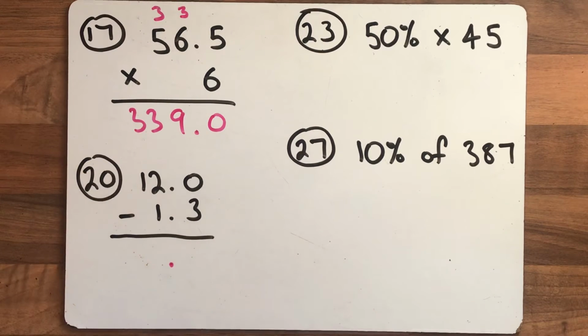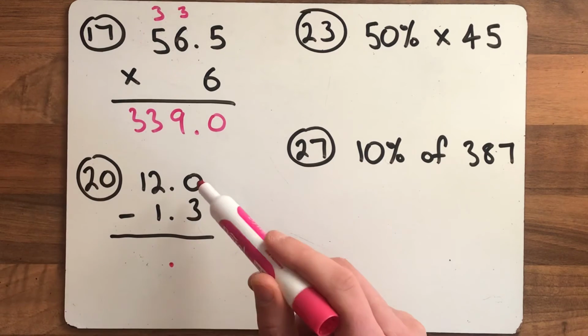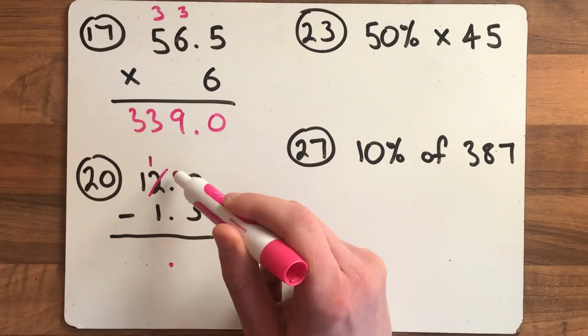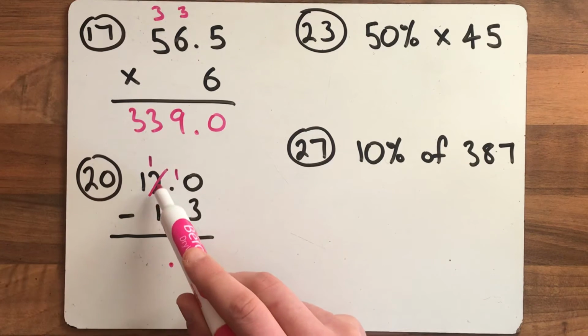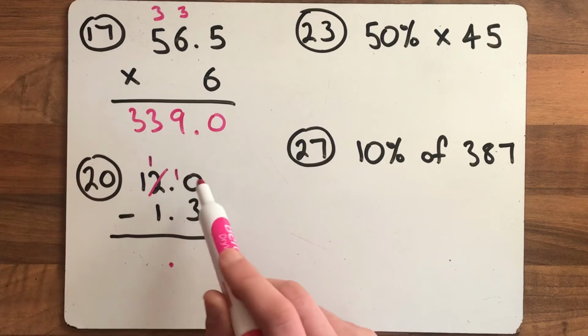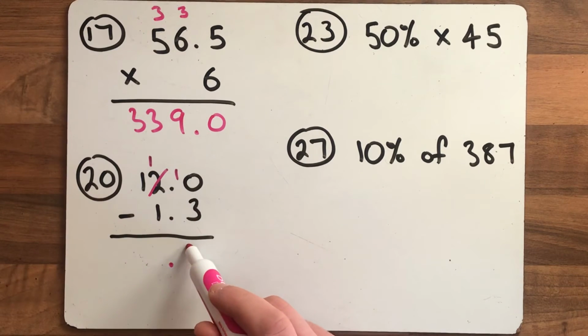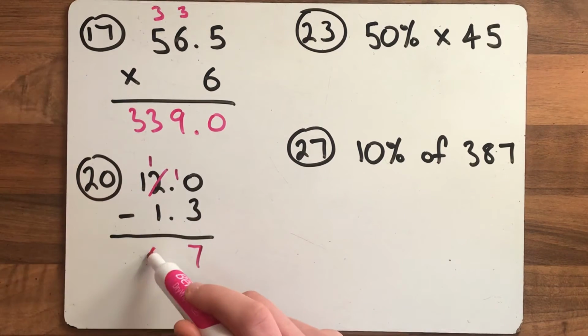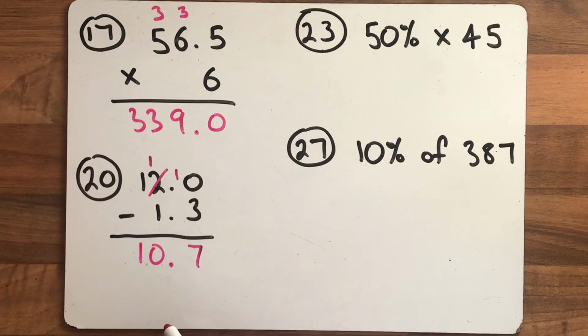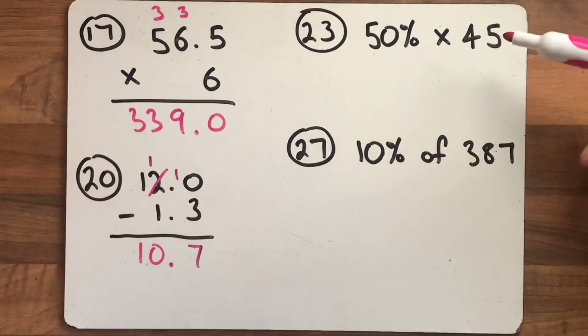And now we can just approach it like a normal subtraction. 0 take away 3, we can't do that, so we have to exchange from the 2, which becomes 1, and this has come over to make this 10. So 10 take away 3 is 7, 1 take away 1 is 0, 1 take away 0 is 1. 10.7 is your answer. You could have possibly done it in your head by counting along on a number line, but we've double checked and made sure there.